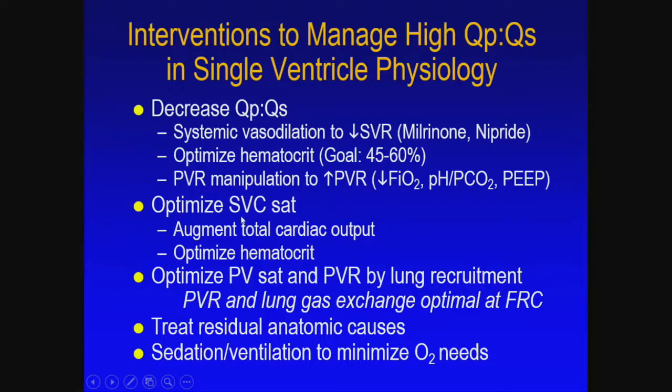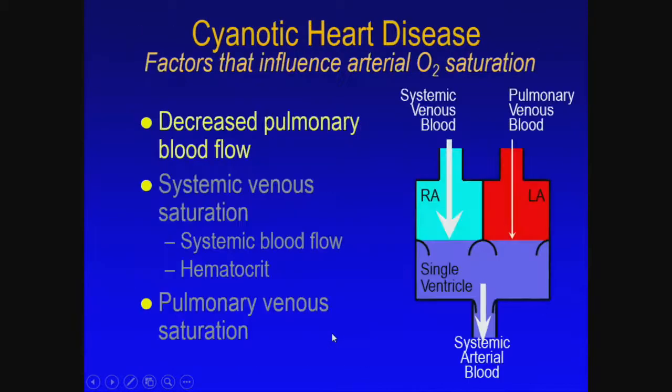How do you optimize SVC saturation? By augmenting cardiac output. SVC saturation is a mixed venous saturation. It essentially tells you how good your systemic blood flow is. So you augment total cardiac output, optimize hematocrit, and lung recruitment is always critical to manage PVR. Treat residual anatomic lesions, sedation, ventilation to minimize O2 needs.